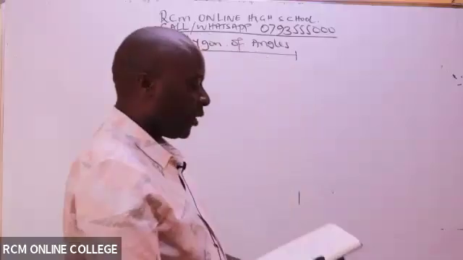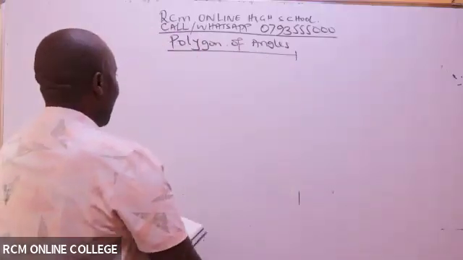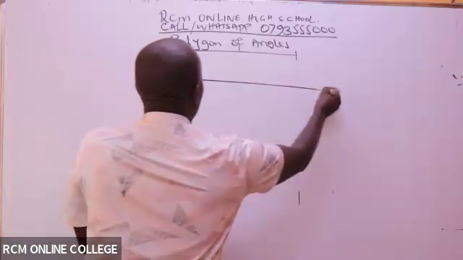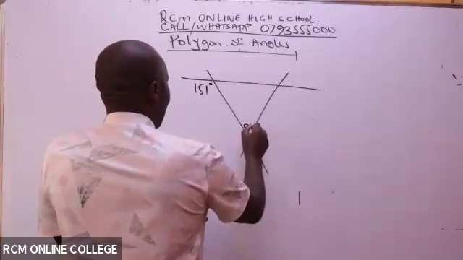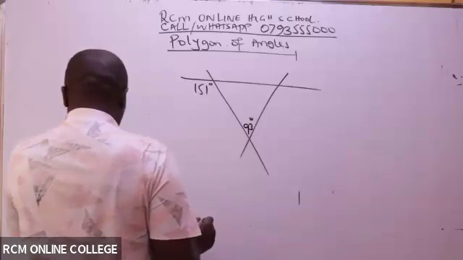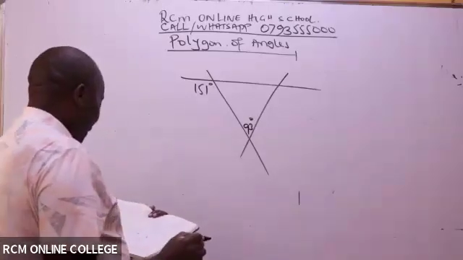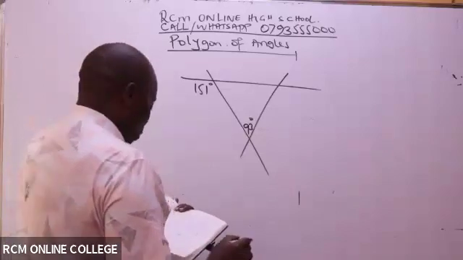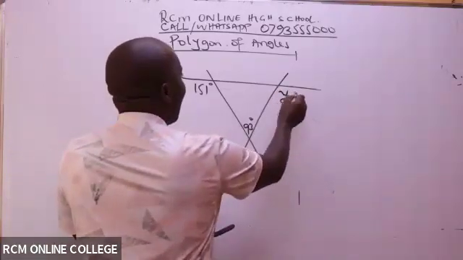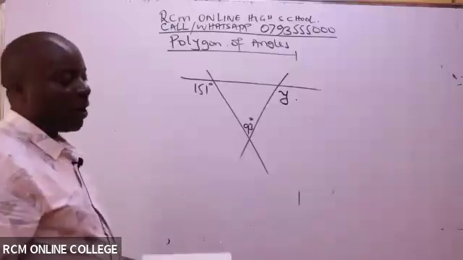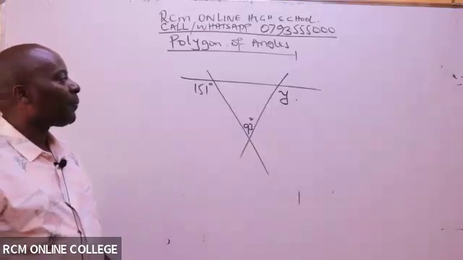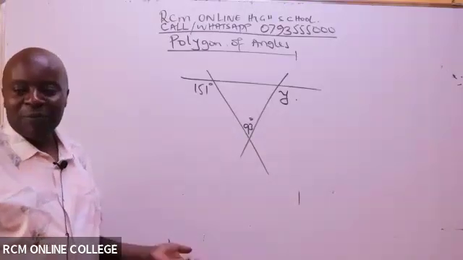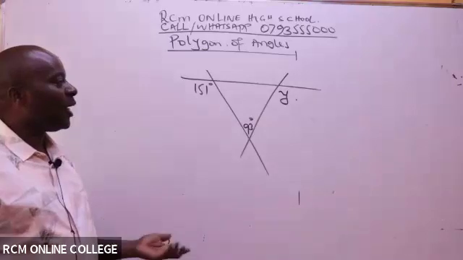Questionnaire that I would want us to do. So we are given this kind of figure. They have given us here 151 degrees. And then they have given us here 93 degrees. So we are required to find y. They want us to find angle y. To find the angle y here will not be a big problem. This is really, really easy.